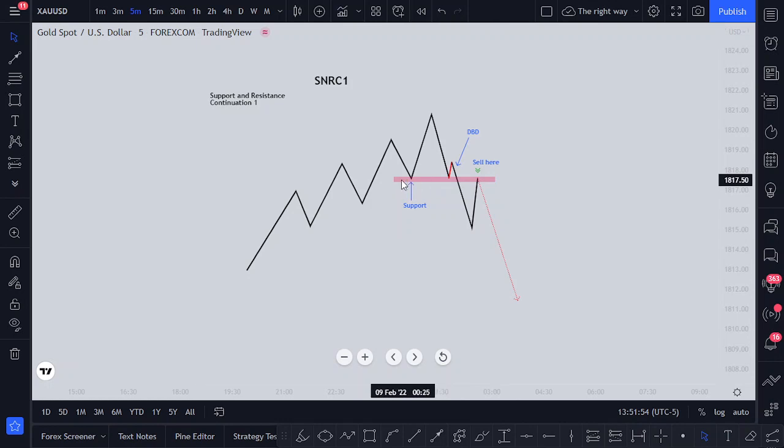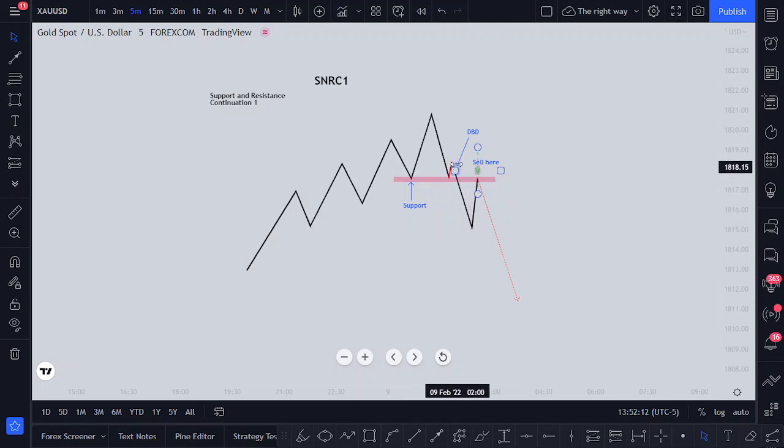So whenever the market has broken the support level with a drop-base-drop, it has left a footprint. There must be a footprint left. So the market left a footprint in the form of the drop-base-drop after breaking the support level. Now it has become a resistance. It has turned to a resistance level now.